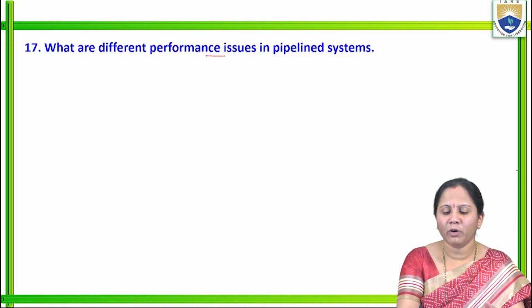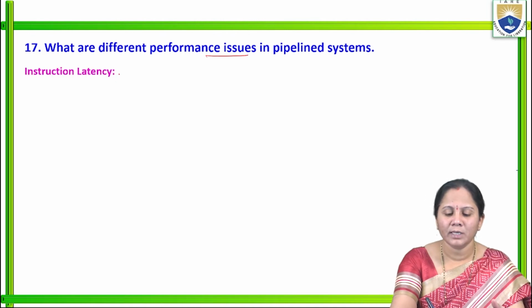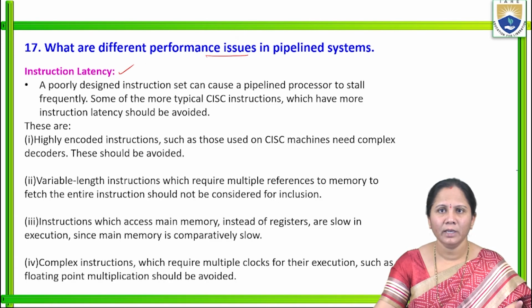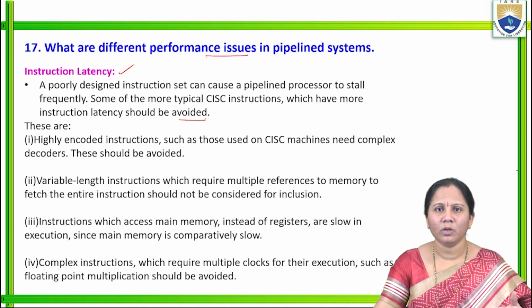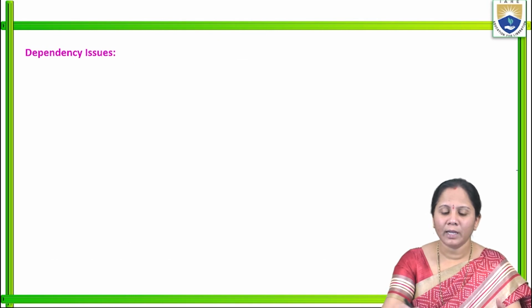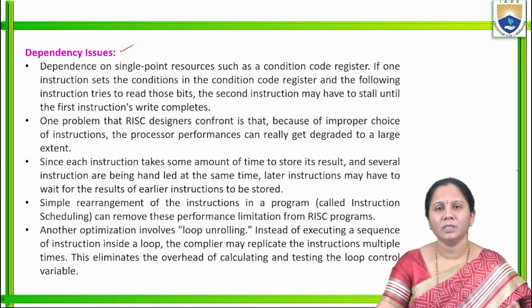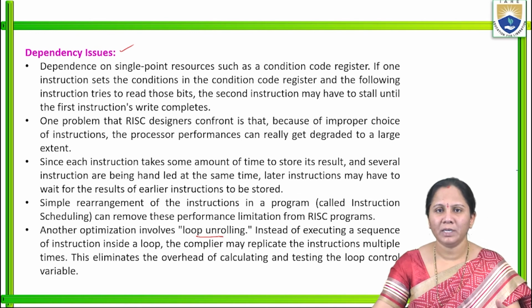And what are different performance issues that are present in the pipeline systems? So different performance issues are there in the pipeline system. One is instruction latency. So we have to explain what is meant by instruction latency, and we have to also say what are different steps we have to follow in order to avoid that instruction latency issue in the pipeline system. And another issue is dependency issues. So here are some of the steps or techniques that are given in order to avoid that dependency issue.